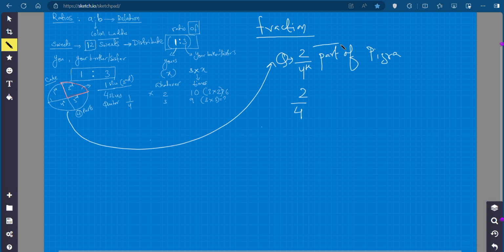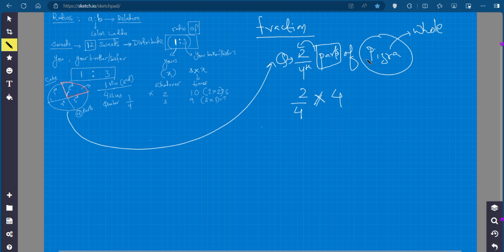Part, don't pay attention to this part because it belongs to 2 by 4 parts. This is done. I have written 2 by 4 parts like this. Of. Of is called and written as multiply in maths. So whenever you see "of" written with something, that would mean 2 by 4 of the whole pizza. And how many pizza slices were there? 4 of pizza.